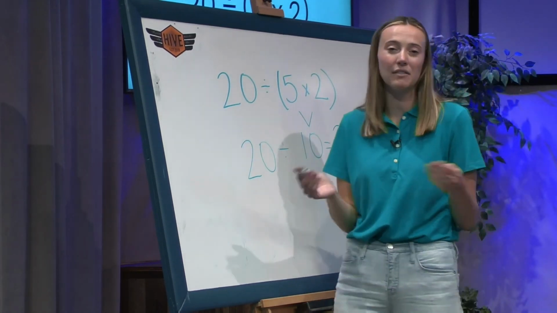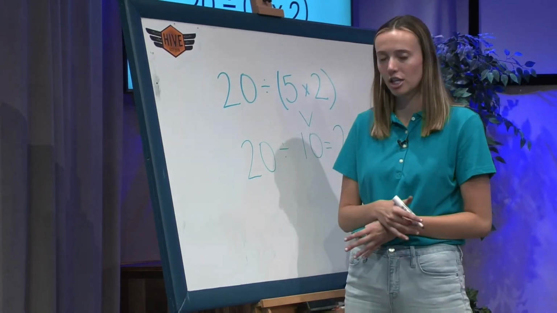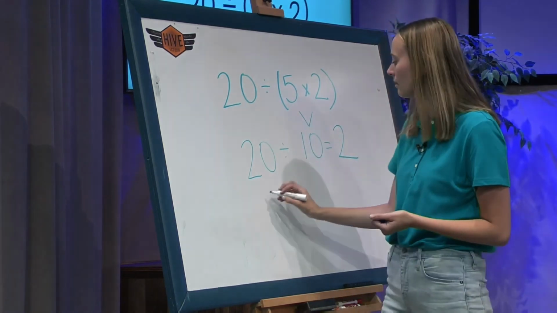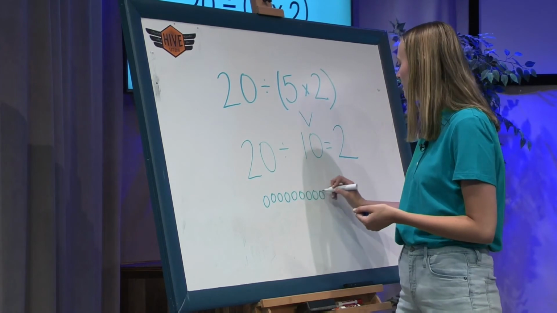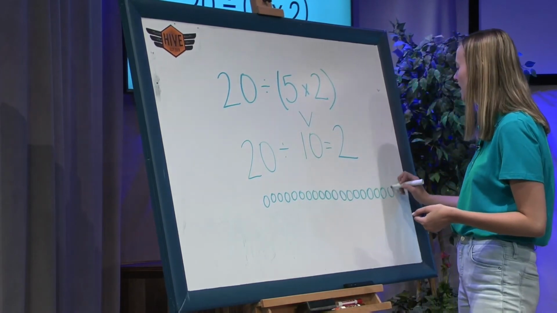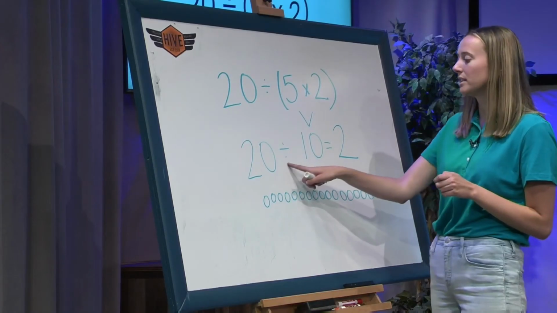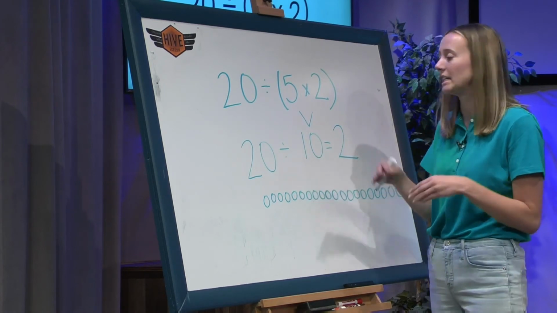If you need to draw out division, that's fine. I'll show you really quick how you can draw out division if you're struggling or you're still learning division. So you can draw out 20 things, 1, 2, 3, 4, 5, 6, 7, 8, 9, 10, 11, 12, 13, 14, 15, 16, 17, 18, 19, 20. So you have 20 circles, and you want to split them into groups of 10, or you want to have 10 in each group.